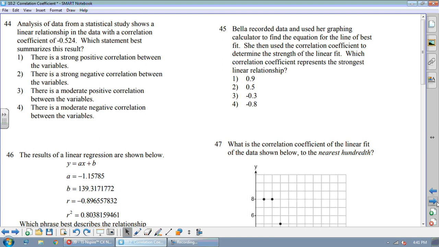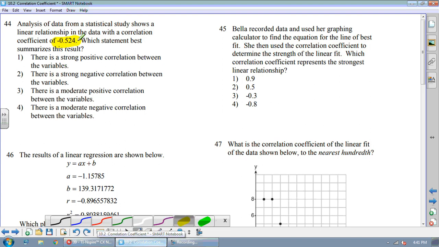Okay, multiple choice. So it says, analysis of data from a statistical study shows a linear relationship in the data with a correlation coefficient of, they have already figured it out for us, thank you, negative 0.524. Which statement best summarizes the result? Well, is this a positive or negative number? We can eliminate some possible choices by just noticing that. So that is really handy in multiple choice. So let's eliminate the positive answers.